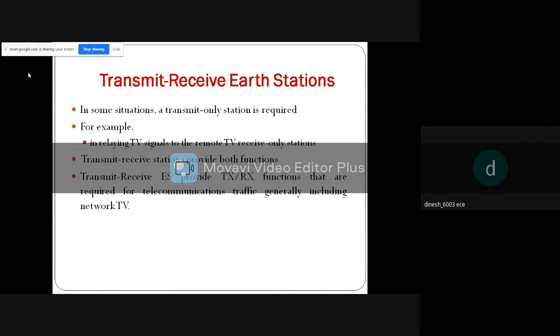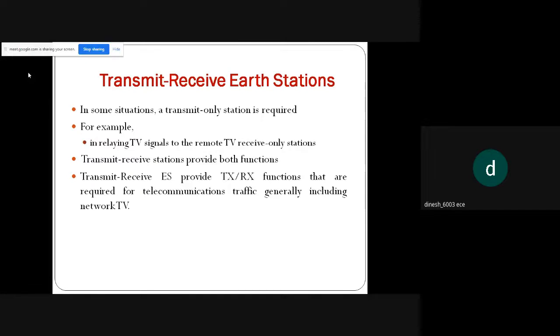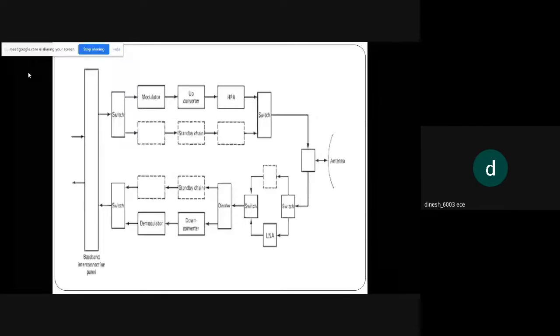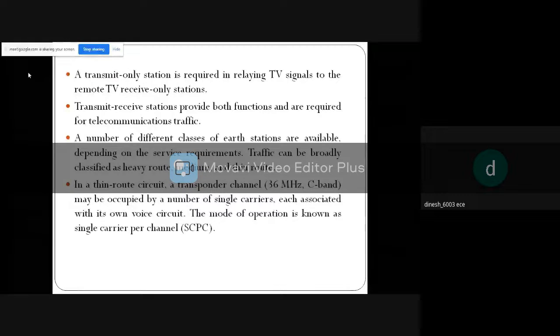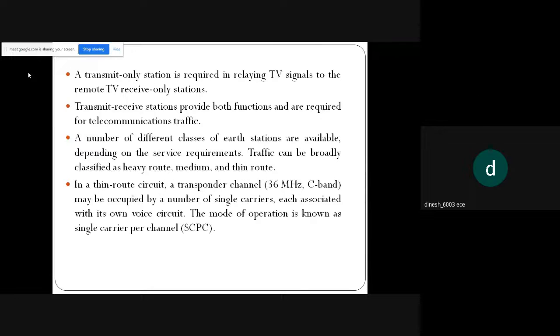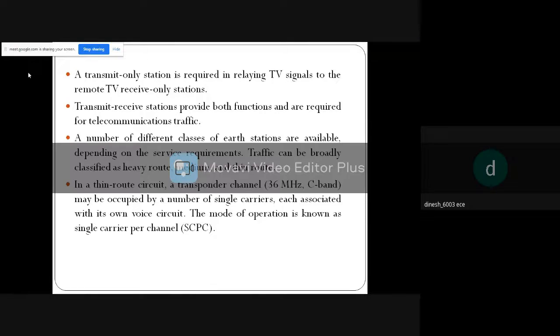The transmit and receive systems provide the transmission and receiving functions that are required for telecommunications traffic. That includes your network television. A transmit only station is required in relaying TV signals to remote TV receive only stations, whereas transmit receive stations provide both the functions that are required for telecommunications traffic. For this, a number of different classes of earth stations are available depending upon the service requirements.